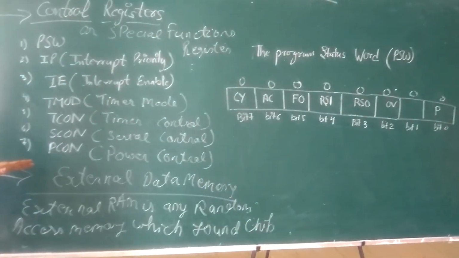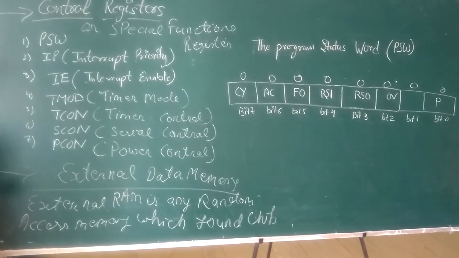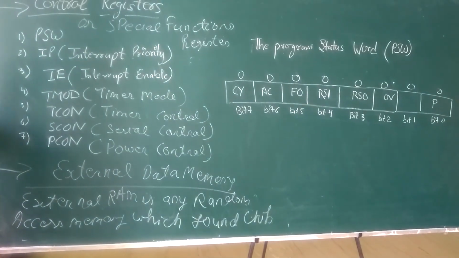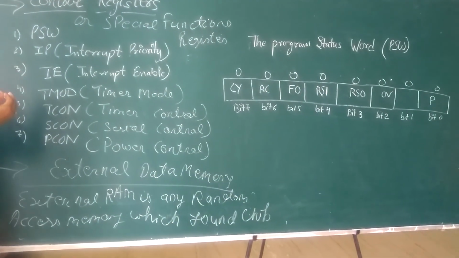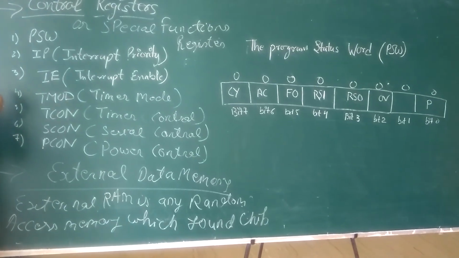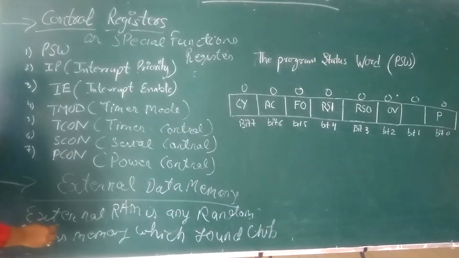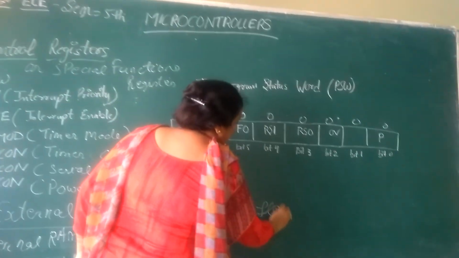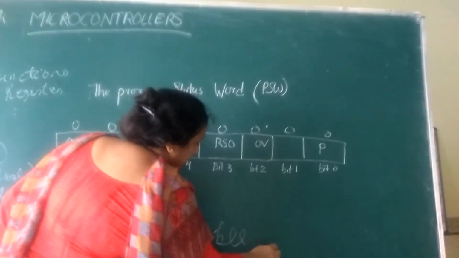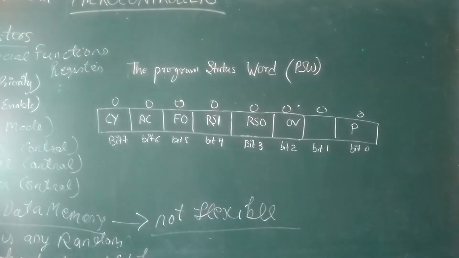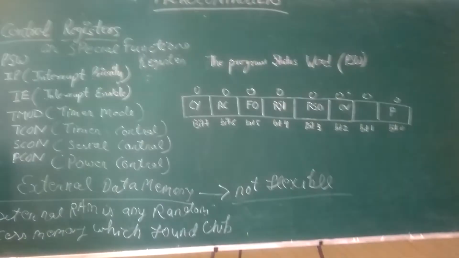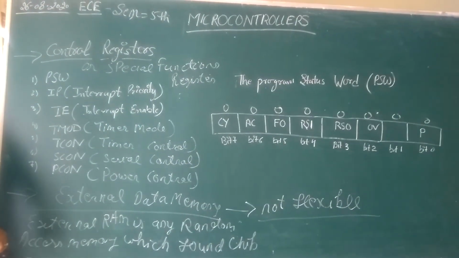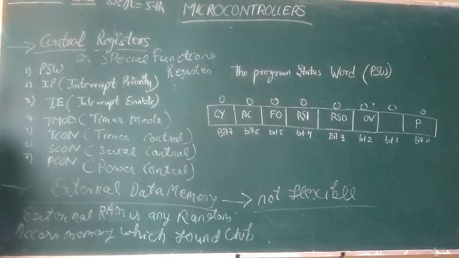So what is external data memory? External data memory is the random access memory which is stored in the chip, or you can change it according to your requirement of the program. This memory is not flexible. As once you have written this memory on a chip, it will be fixed. You cannot change it. Okay? This is in the form of bits and bytes, that is the 0 and 1.